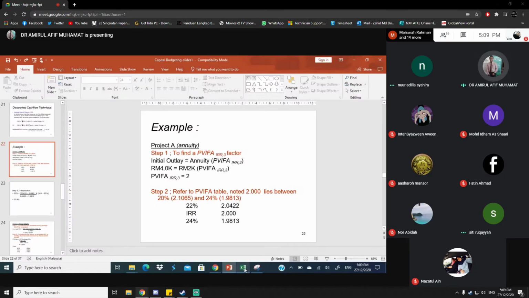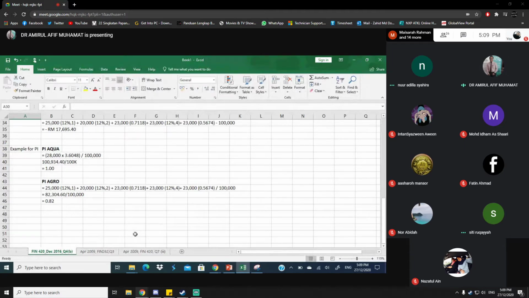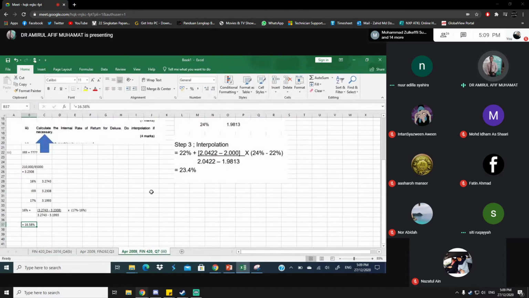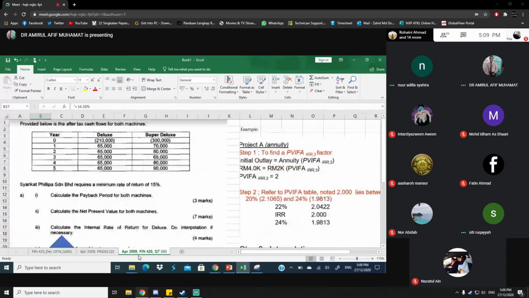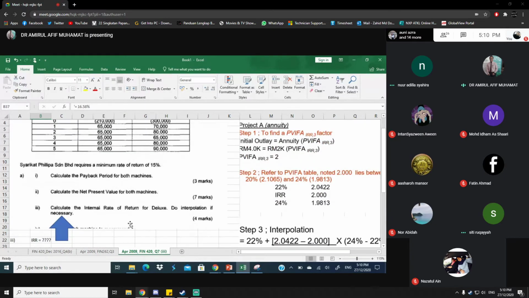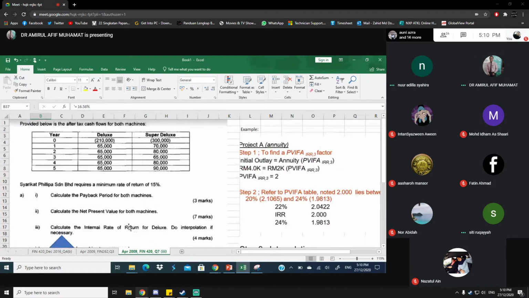Okay, never mind. You try buat example ni, sebab tak banyak soalan yang minta buat IRR ni. Okay, you tengok ni. April 2009, FRN 420, question 7.3. Cuba you buat question ni. You nak I bagi masa you buat ke you nak I terus explain? Okay, never mind, that's not a problem.